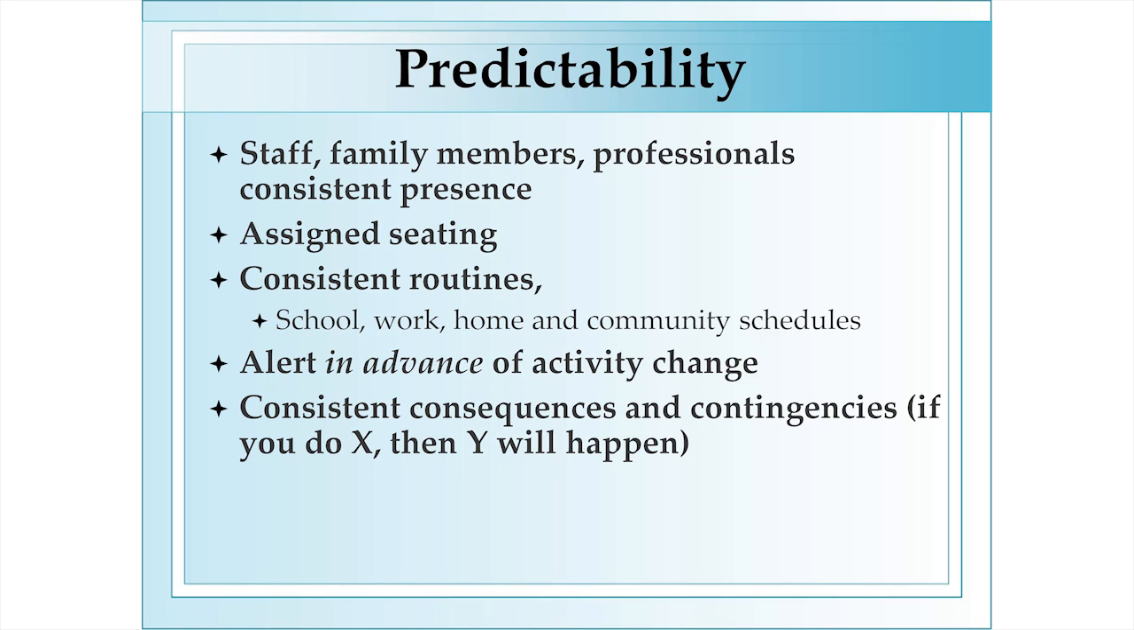Predictability among staff members, family members, and professionals. Assigned seating can be helpful. Consistency in routines at school and at work and at home and in the community is also helpful. When changes need to be made, some forewarning is often essential. Teaching about consequences and contingencies, if you do something, then the next thing will happen, can also be very informative.